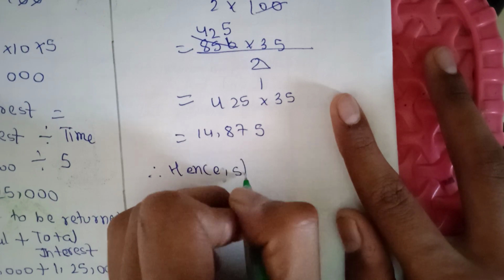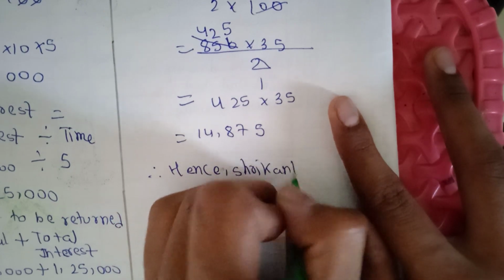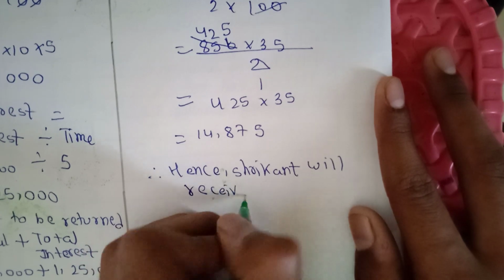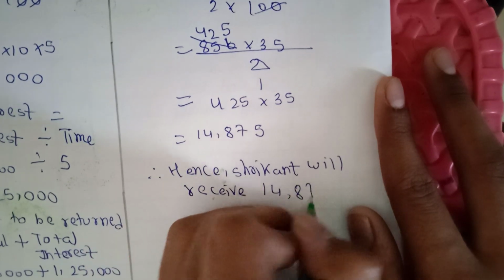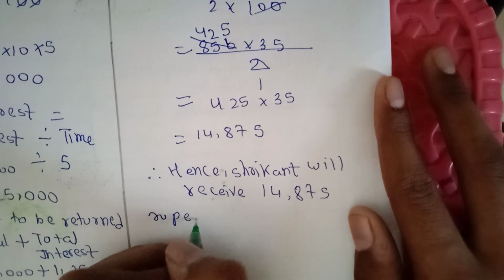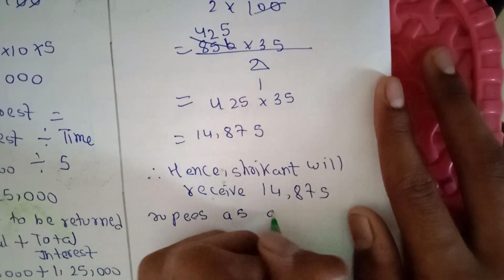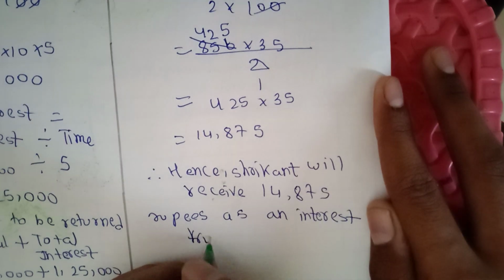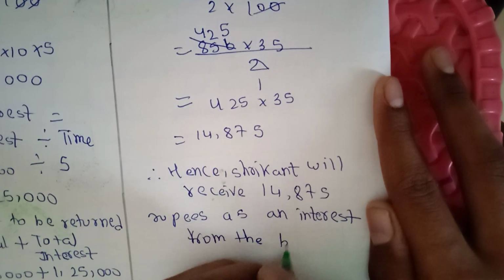So you can write the statement. Hence, Shrikant will receive 14,875 rupees as interest from the bank.